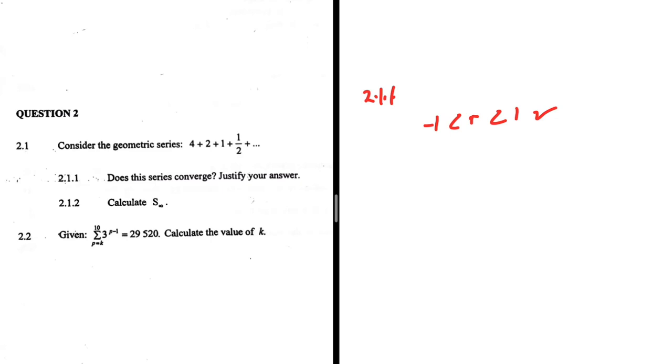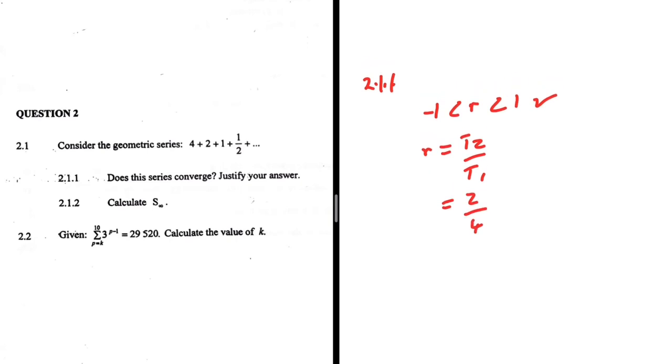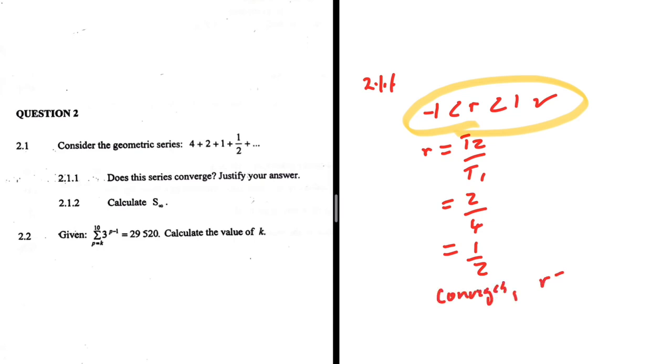So let's go ahead and see if it is going to be converging or diverging. We have r equals t2 divided by t1. That is r in a geometric series. So t2 we can take as 2 and t1 as 4. Obviously 2 divided by 4 is a half. A half lies between −1 and 1, so indeed this series converges. It converges because r equals a half, which is between −1 and positive 1. So there we go, we have answered 2.1.1.